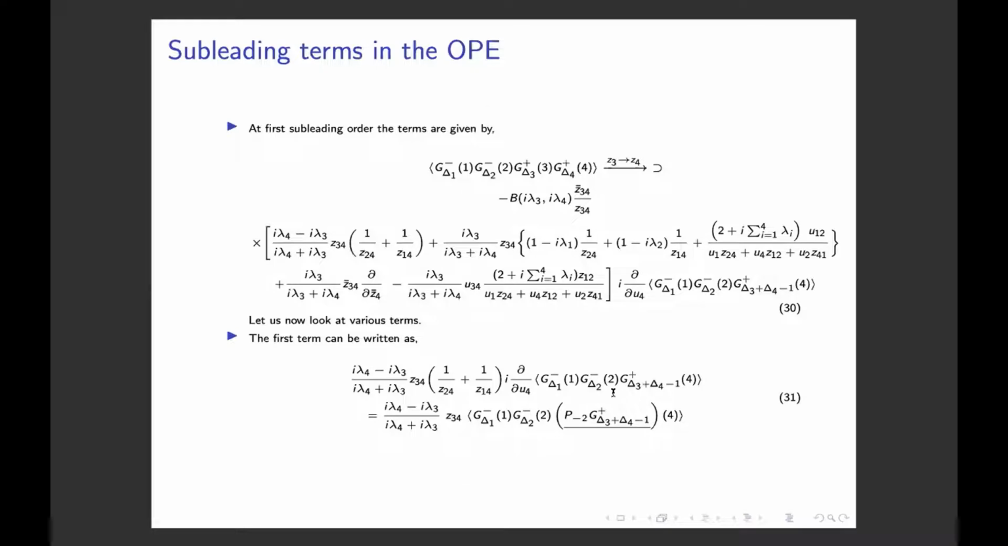So this is the thing. The first term is the most interesting one. I define this function, g delta 1, g delta 2, times p minus 2 g delta 3 plus delta 4 minus 1, acting at 4, is equal to this object, which is 1 over z24 plus 1 over z14 times I del del u4 into this three-point function which we have.